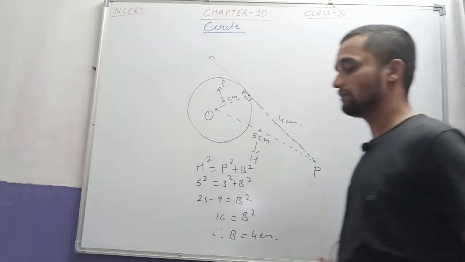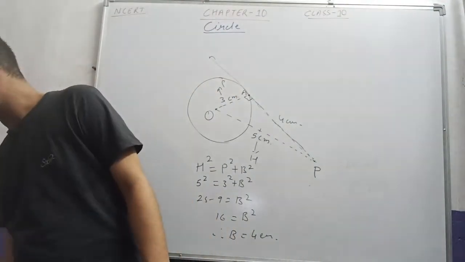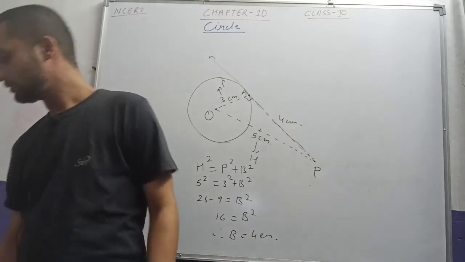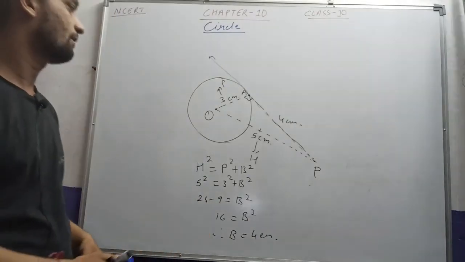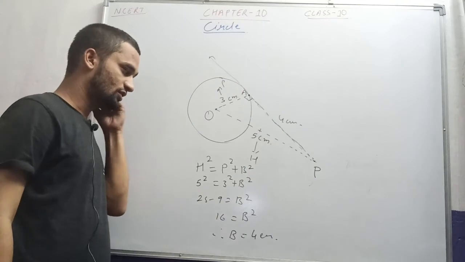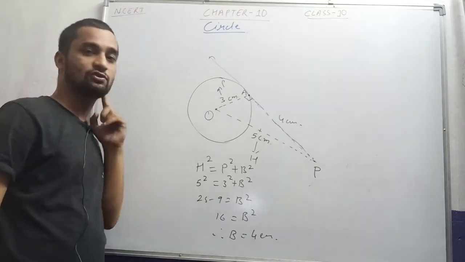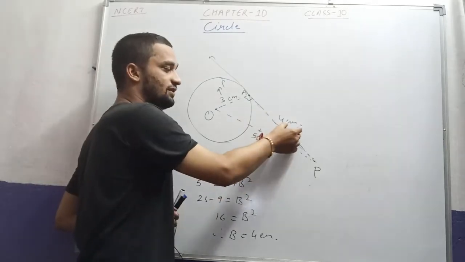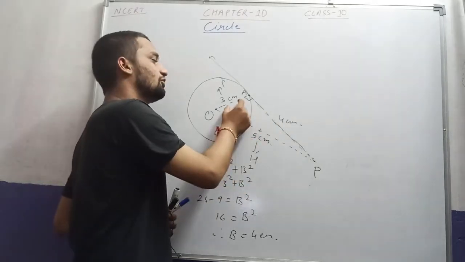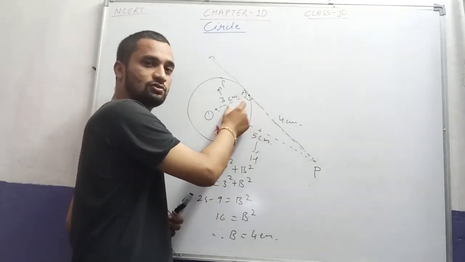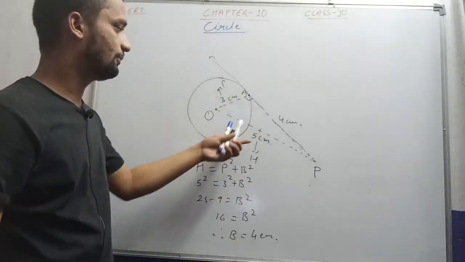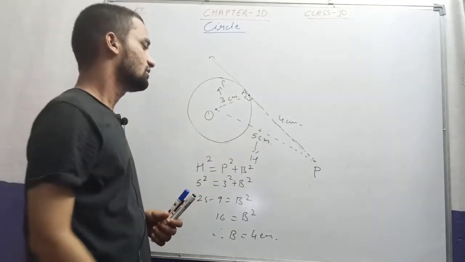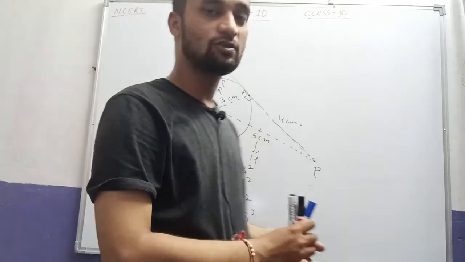Likewise we can solve 10.2, where 2 or 3 questions are there. So this is your first type of question, in which we need to find the length of the tangent, or sometimes this part is given and this is also given, and we need to find the radius of the circle. That also we can find with the help of the Pythagoras theorem. So this is the basics of the circle.